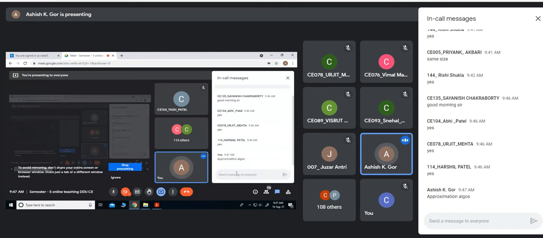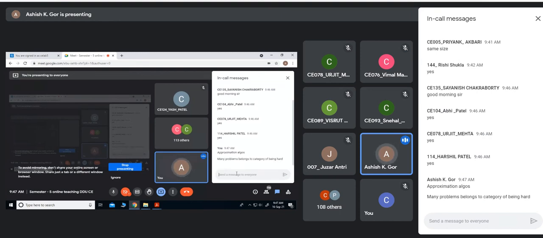So let us understand what is the motivation behind learning approximation algorithms. Many problems in real life belong to the category of being hard. Formally, what is a hard thing? That is a different thing. But for us, a hard problem is some problem which may take too much time when the input instance size goes larger.